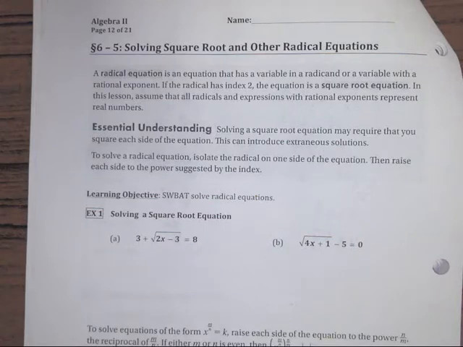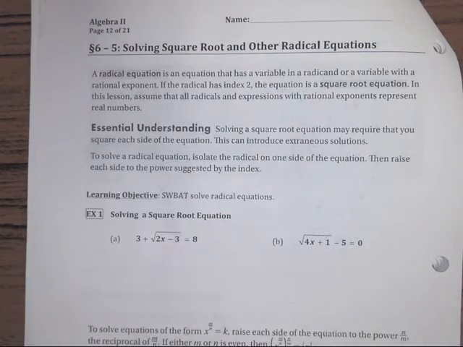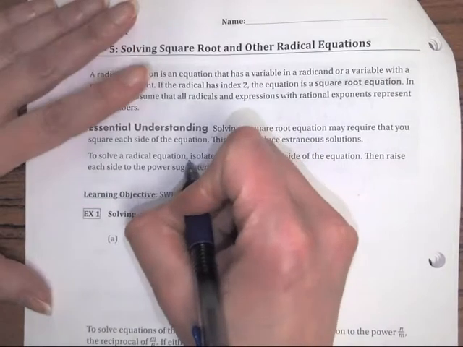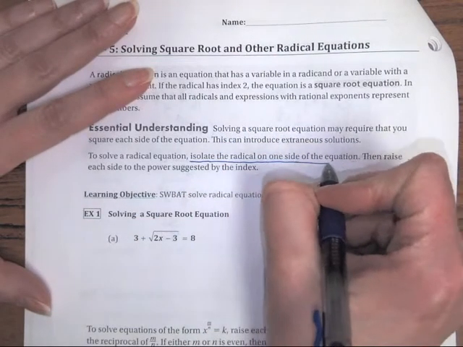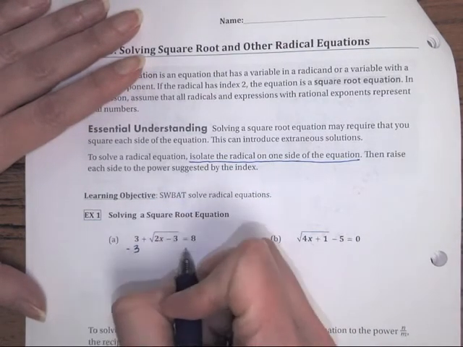So when we solve radical equations, the trick to doing this is undoing that square root, and we're going to undo that square root by squaring both sides of the equation. In order to do that, you have to have the square root all by itself on one side. All right? And if you look at example 1A, it is not. So that first step, and if you go back up here to your directions, it says isolate the radical on one side of the equation. We need to get rid of the 3. So subtract the 3 on both sides.